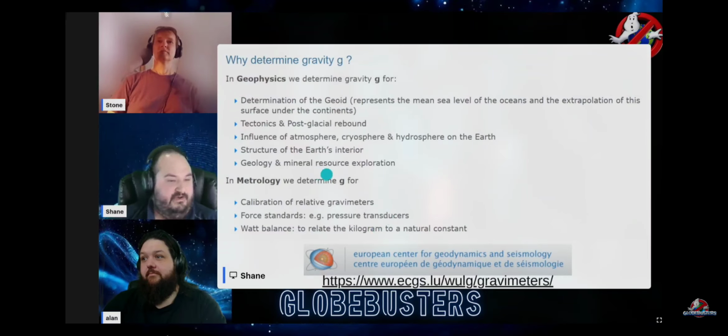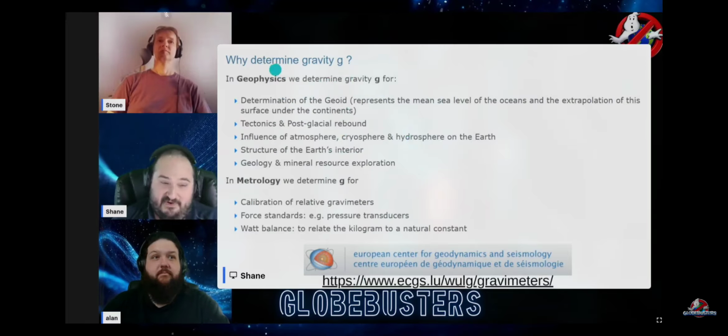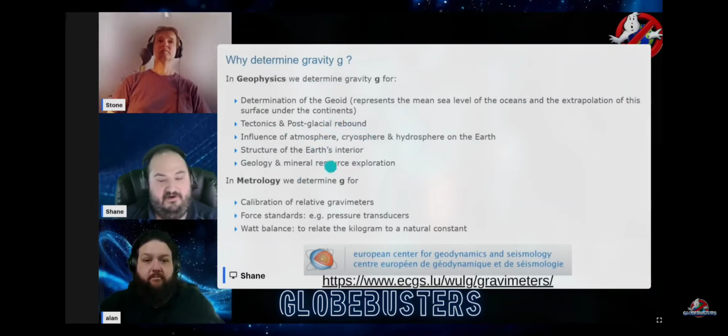So that's like PNS waves and climate change stuff. Then there's atmosphere, cryosphere, and hydrosphere, the structure of Earth's interior, where they're guessing at density layers, and then geology and mining, which also has to do with guessing at density layers. So they're saying that the main purpose for why we do all this is the determination of the geoid. That's very honest. I find the rest of this secondary, really, and the main reason for any of this is the determination of the geoid model.